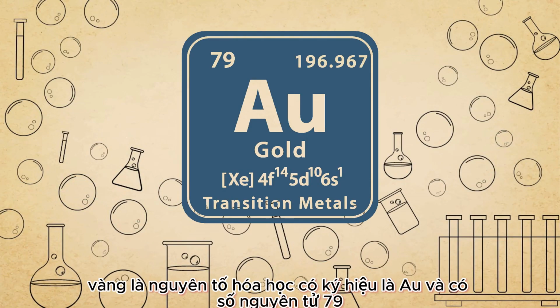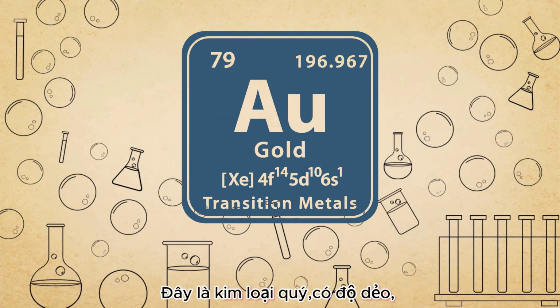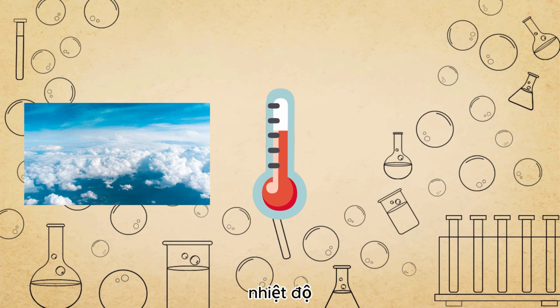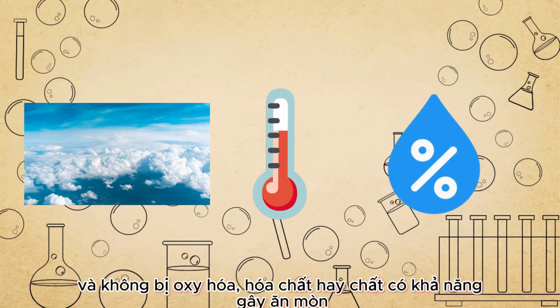Gold is a chemical element that has the symbol Au and atomic number 79. This is a heavy metal with very good ductility, electrical and thermal conductivity. Besides, gold is not affected by external environmental factors such as air, temperature, humidity, and is not affected by oxygen, chemicals, and substances that can cause corrosion.